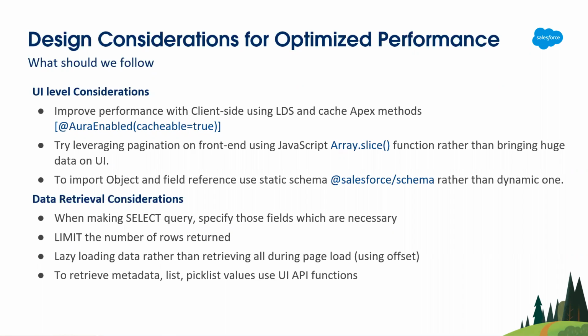Here I'm giving an example: if you know the field, then you can use the static schema. But if you want to get those fields from a field set, then static schema does not work. Then you can think about using the dynamic way of introspecting the describe of the schema, objects and fields. Data retrieval considerations: when making your select query, specify those fields which are necessary, limit the number of rows to be returned, and lazy load the data rather than retrieving all the data on page load. Try using offset. To retrieve the metadata list and picklist values, use the UI API functions.